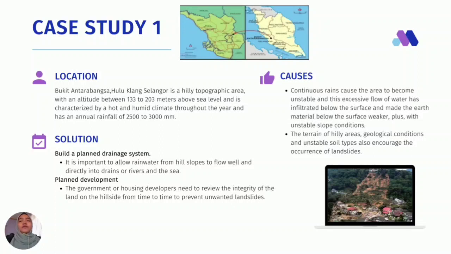Therefore, to prevent future slope failure at the location, the first solution we found was to build a planned drainage system. It is important to allow rainwater from the hill slope to flow well and directly into drains, rivers and the sea. And second, planned development. The government or housing developer needs to review the integrity of the land on the hillside from time to time to prevent unwanted landslides.